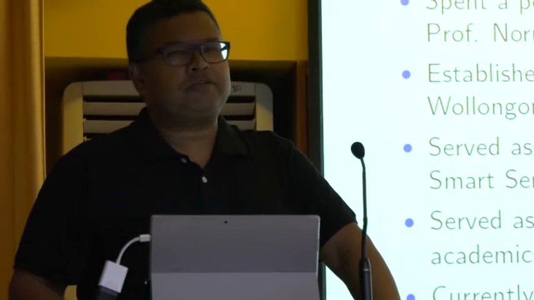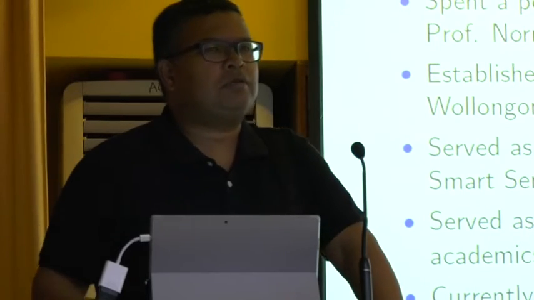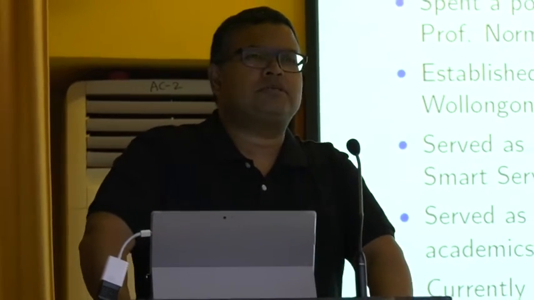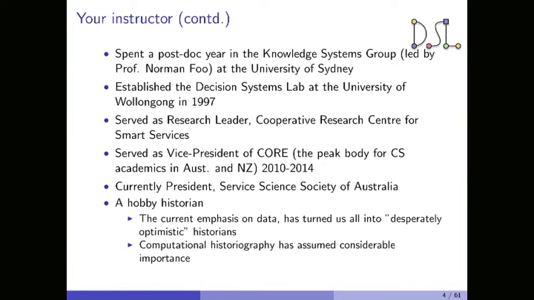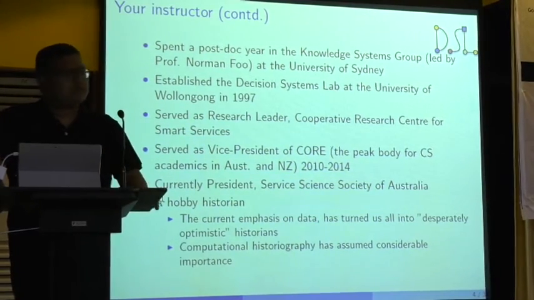So as I said, I made my way to Australia because of the AI winter. I joined as a postdoc at the University of Sydney in a group called the Knowledge Systems Group, led by Professor Norman Fu, who sadly passed away 2 years back. Then I went to the University of Wollongong and established the Decision Systems Lab there in 1997. I'll talk a bit more about the Decision Systems Lab in the next 2 slides.